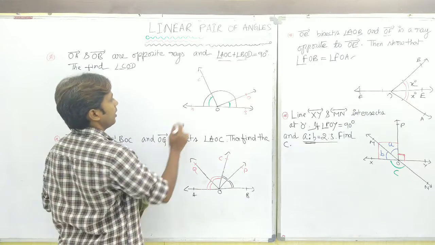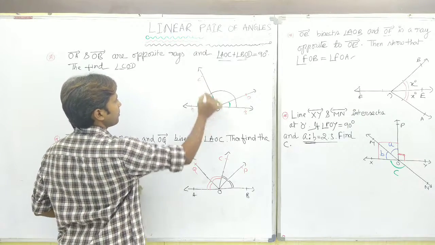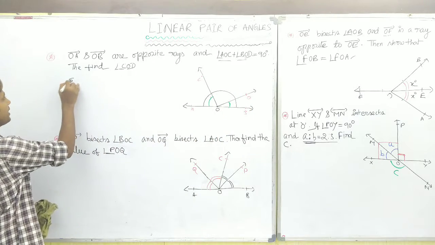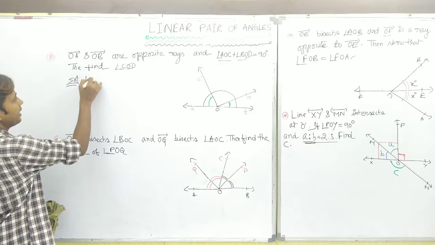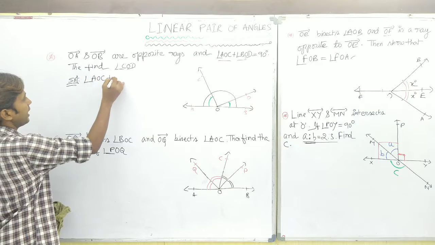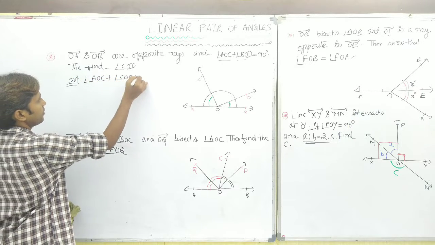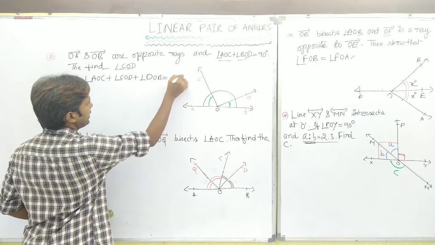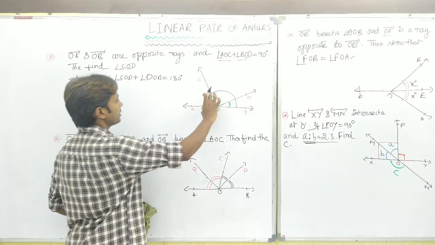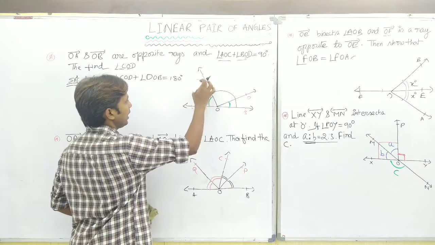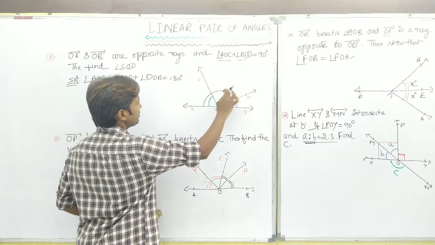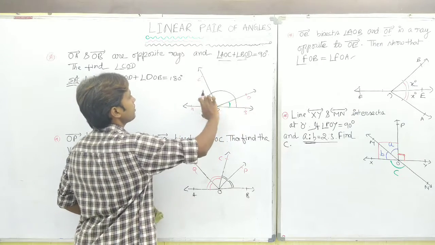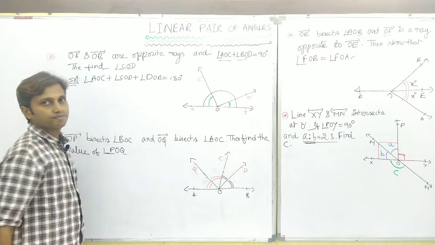See this. Now, what we have to do? Angle AOC plus angle COD plus angle DOB. I am writing the solution. Angle AOC plus angle COD plus angle DOB equals 180 degrees. Once again, I am showing on the figure. This is angle AOC, which is this one, and angle COD, that is this one, and angle DOB, DOB means this one. Summing all those, you get 180.